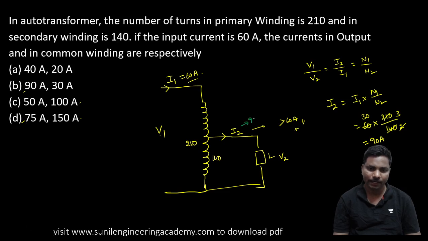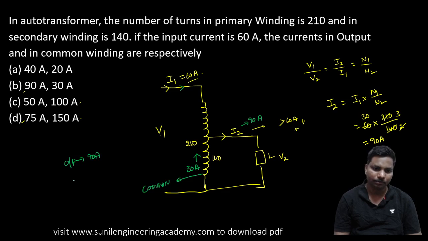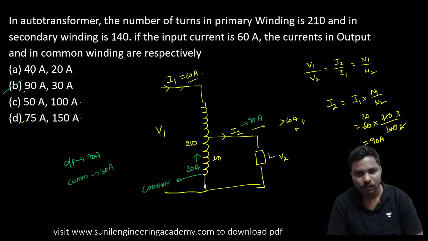If the output is 90 amps and 60 amps is coming from this, the remaining will be 90 minus 60, 30 amps, coming from this. Very easy. Total is 90, 60 coming from this means the remaining 30 comes from this. Now they are asking for the current in the output. Output is 90 amps, this is the common winding. In the common winding, how much? 30 amps. So the answer is option B. A very easy question.